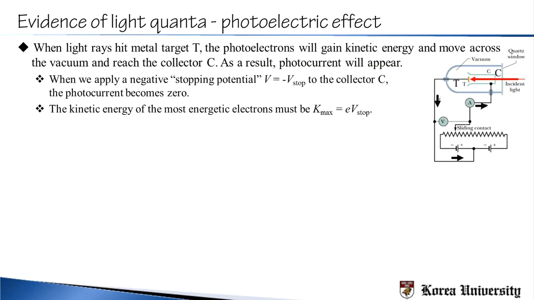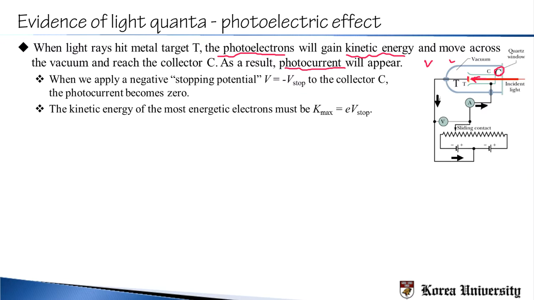Okay, so let's try to summarize the result of the photoelectric experiment that we have seen in the simulated experiment. This is more like a real experimental setup. This is the vacuum tube, and the light comes in like this and hits the metal target T. Then photoelectrons will come out because they gain kinetic energy, and because of this kinetic energy they will move across the vacuum and arrive at the collector C. And then the photocurrent was recorded.